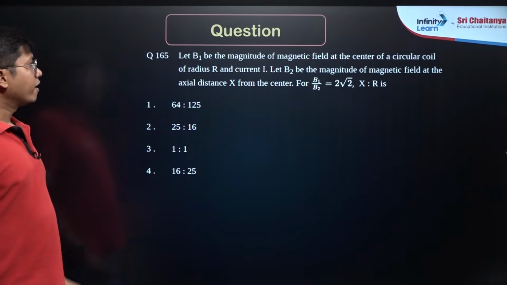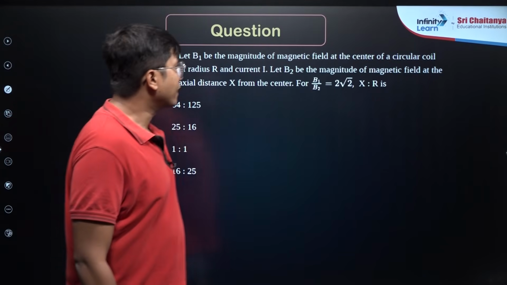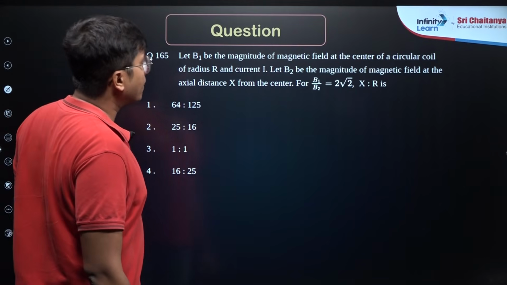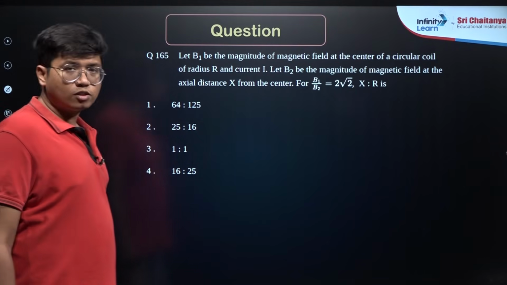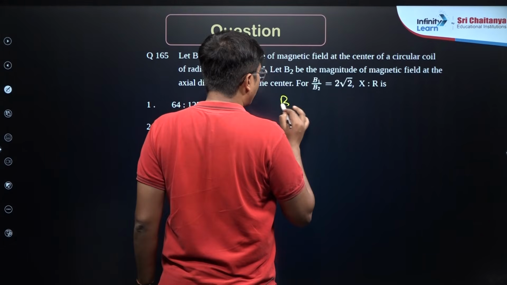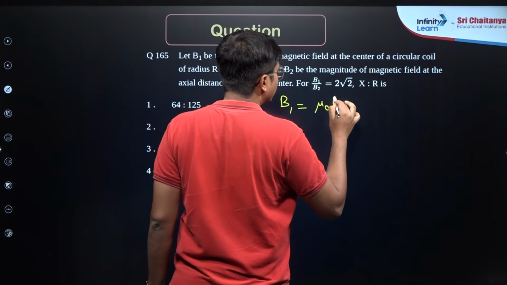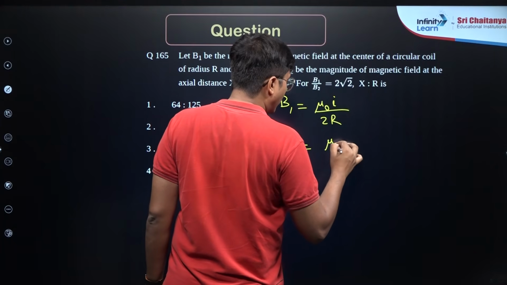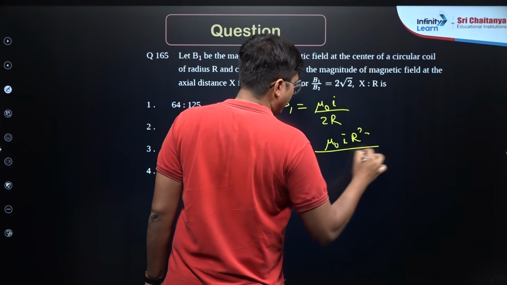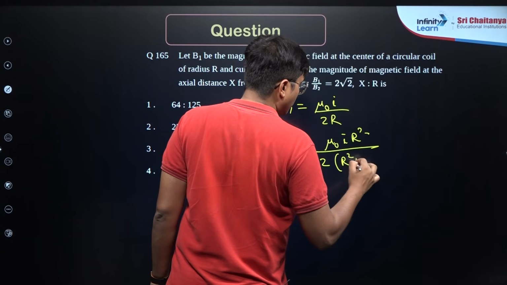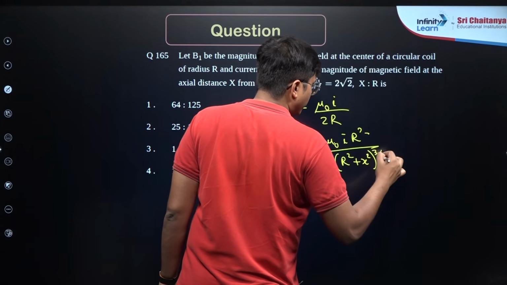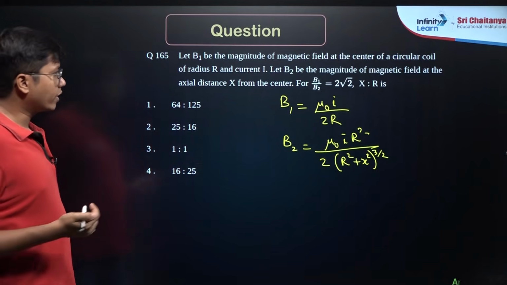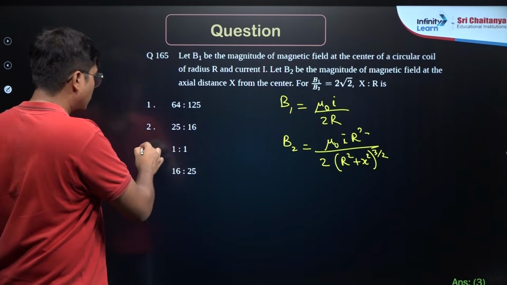Achha, this says if B1 be the magnitude of the magnetic field at the center of a circular coil of radius r and B2 be the magnitude at the axial distance over here. So I know at the center the formula is mu naught I divided by 2r, and on the axis it is mu naught I R square divided by 2 times r squared plus x squared to the power 3 by 2. Plug them in, put B1 by B2 and equate with that. You can solve for x by r as option 3.